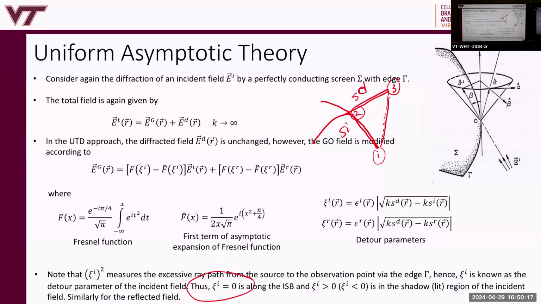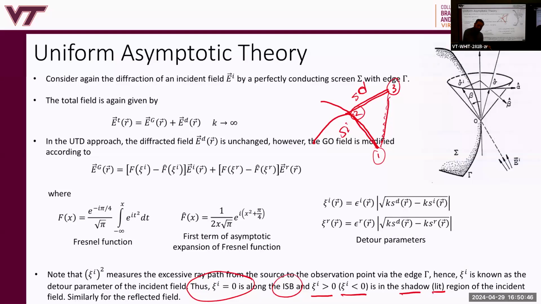So when the detour parameter is 0, we're at the incident shadow boundary. And when the detour parameter is greater than 0 or less than 0, we're in the shadow or lit region of the incident field. So that's the way this works, all right? It's a parameter that is 0 on the shadow boundary where we want it to be infinite. And when it's less than 0, then we're in the lit region.